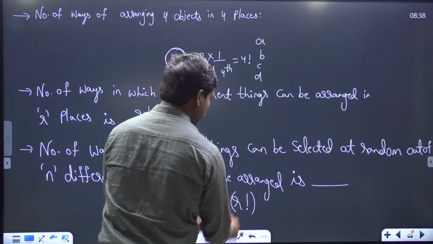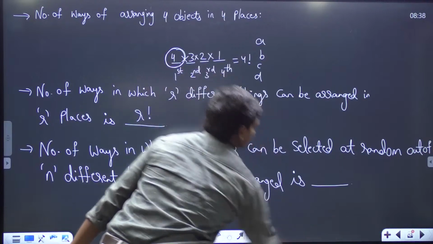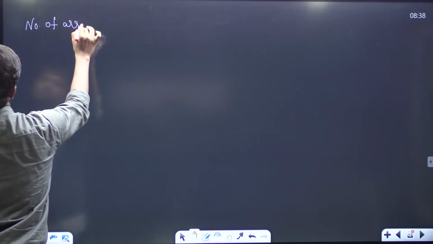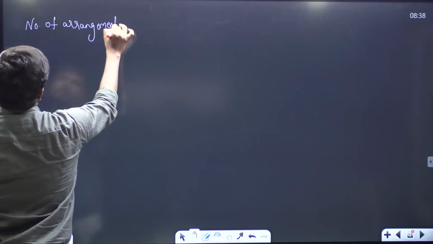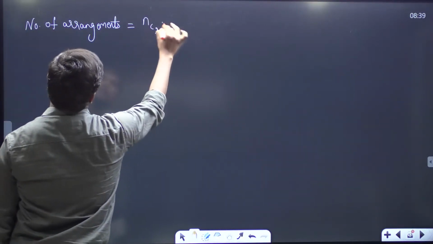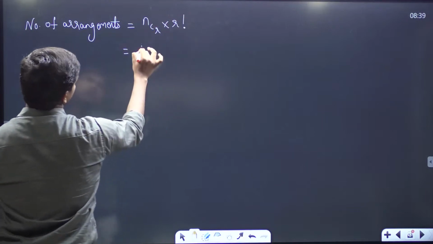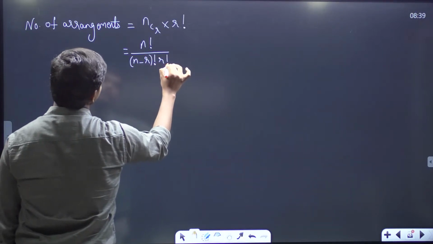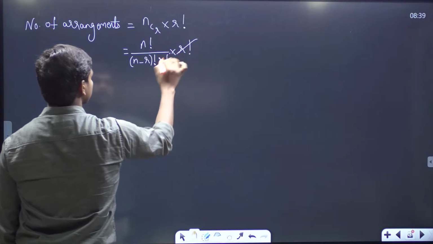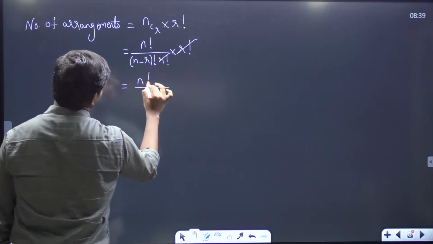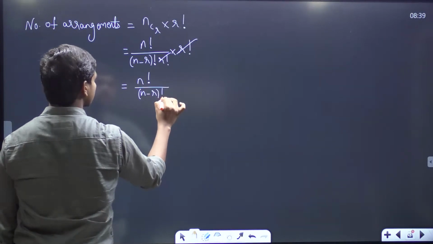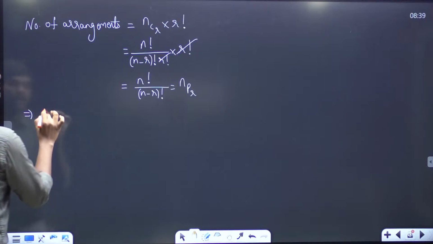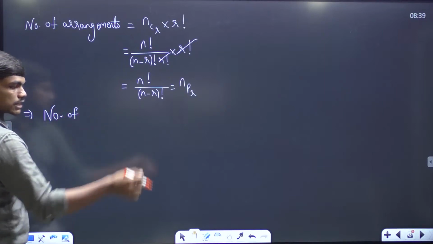So now if you go for this definition, number of arrangements is equal to NCR into R factorial. So if you write this definition, this is n factorial divided by n minus R factorial into R factorial into R factorial. So now if you cancel these two, we have n factorial divided by n minus R factorial, which is NPR. Okay, so this implies, generally arrangement is called permutation and selection is called combination.